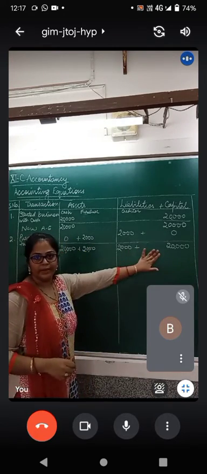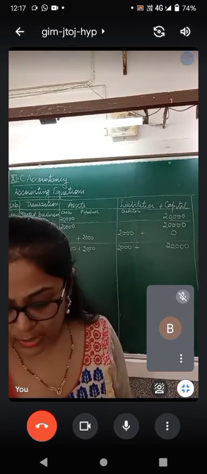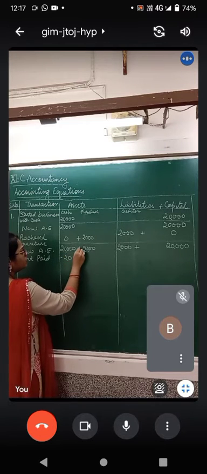Let us see if it is balanced. 20 plus 2, 22,000 on this side. 20 plus 2, 22 on the other side also. So this becomes your new accounting equation. Now, transaction number 3. He paid rent of rupees 200. Rent was paid. Now when rent was paid, it is subtracted from cash because it is paid in cash. Nothing is happening to the furniture.